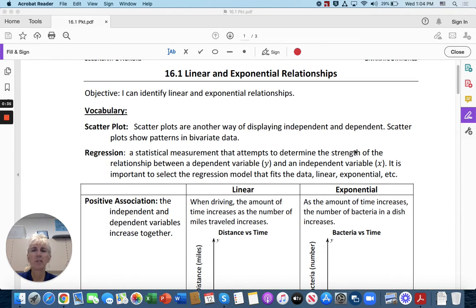Okay, the next one is regression, which is a statistical measurement that attempts to determine the strength of the relationship between a dependent variable, that's y, and an independent variable, which is x. It is important to select the regression model that fits the data, whether it's linear or exponential.